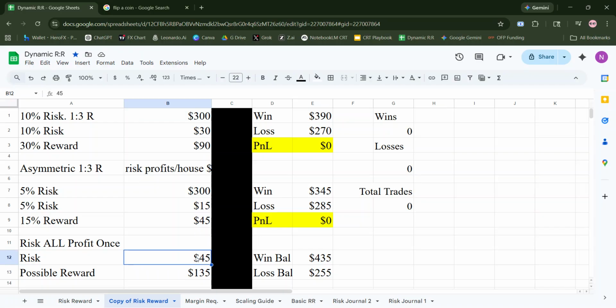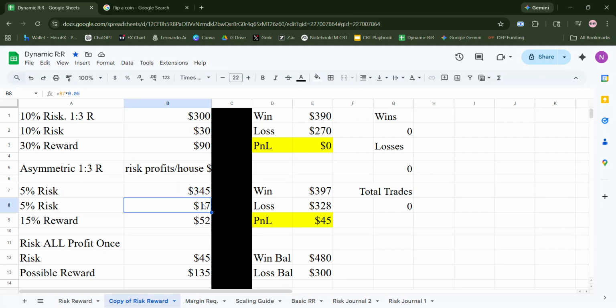Let me do this. We'll leave that there. That will be 345 like that. And then we risk all $45. Okay, that's where that's coming from. So we just drop down here. We're risking 45 to get 135, but the new balance will be 480, instead of the regular 397 if we were just keeping straight risk to reward. So I hope that makes sense.